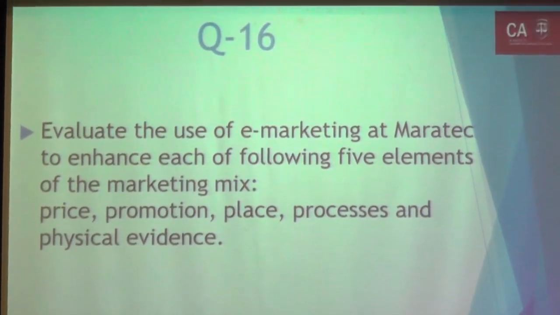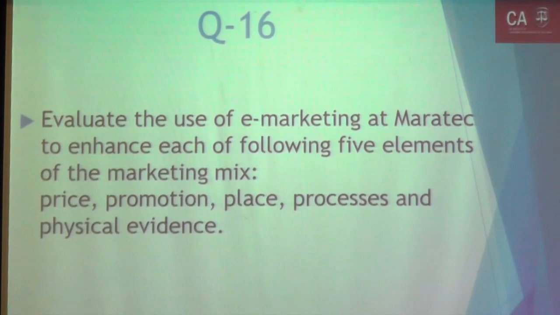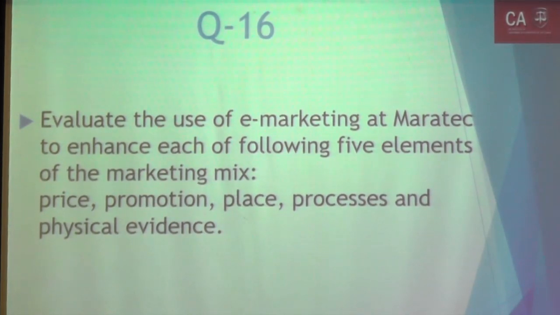Evaluate the use of e-marketing at Meritech to enhance each of the following five elements of the marketing mix: price, promotion, place, process, and physical evidence. As you know, price is what type of pricing they are using. Is it premium, penetration, psychological, bundle, likewise, discounted. Promotion is what type of offers you have, like buy one, get one free kind of stuff. Place is the distribution channel. Where is this product available? That's distribution. The distribution channel simply means the place.